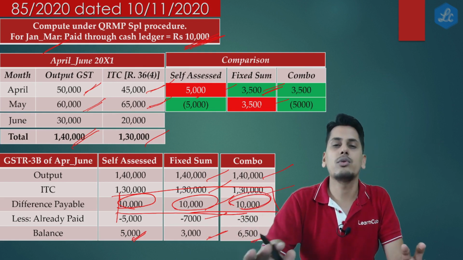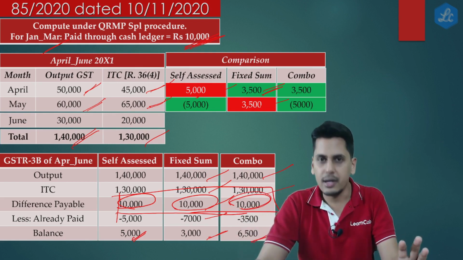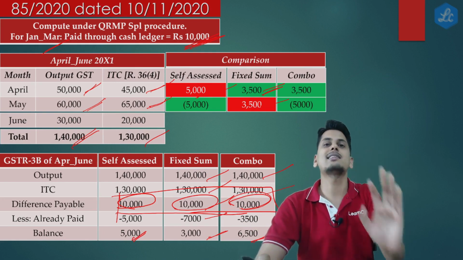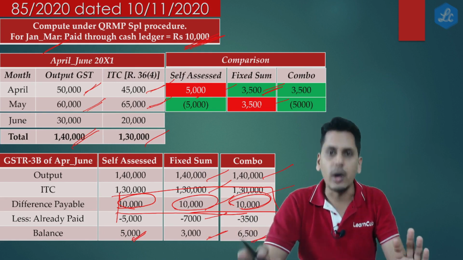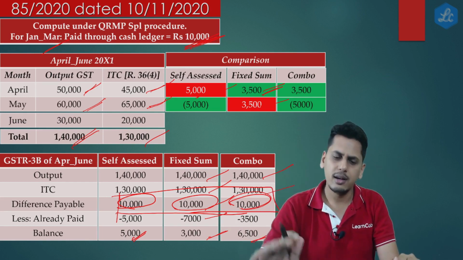So friends, now the simple question is, am I at liberty to choose the fixed sum method in whichever month I want? Whenever it is convenient, I'll choose it. Otherwise, I'll leave it. Let's have a look.